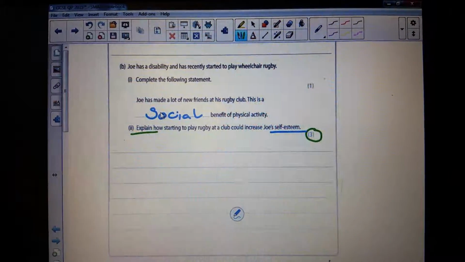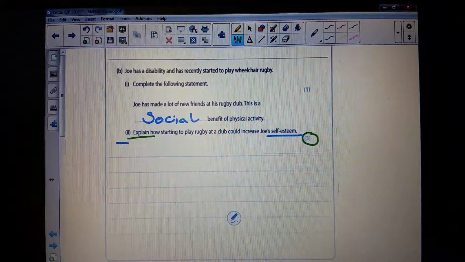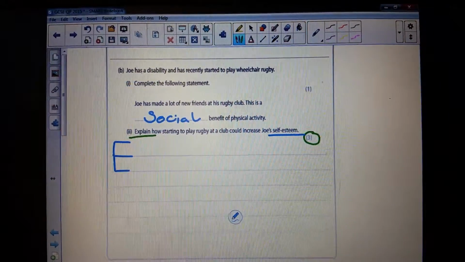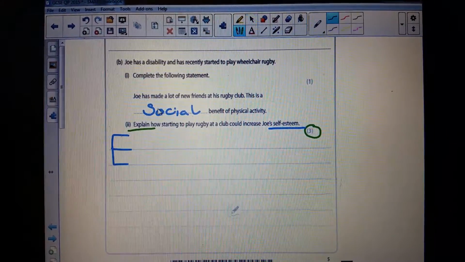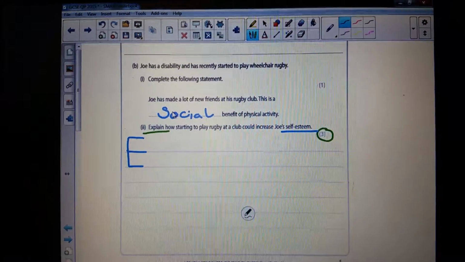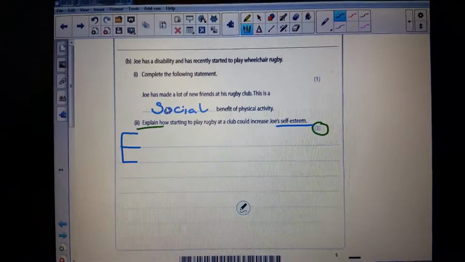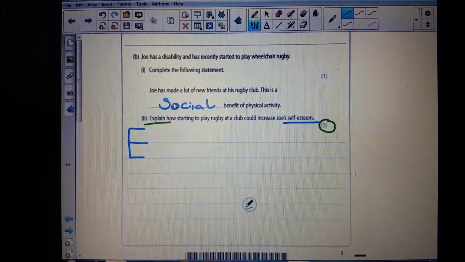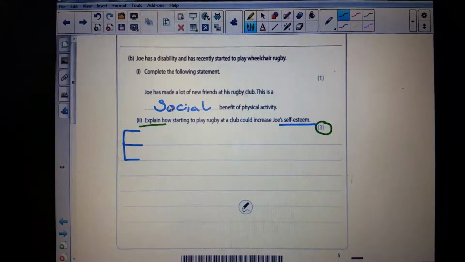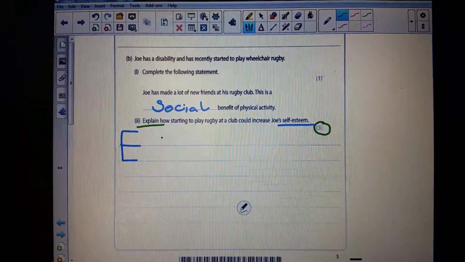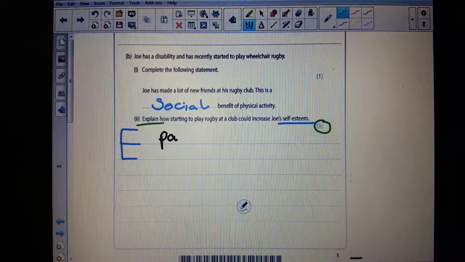So the first thing that we're going to do is give an example. Okay, so I'm going to draw or think about giving an example. That's my E part. So explain how starting to play rugby at a club could increase Joe's self-esteem. I'm thinking about a social reason for that. So my feeling is that is then being part of a team. So that's my example.